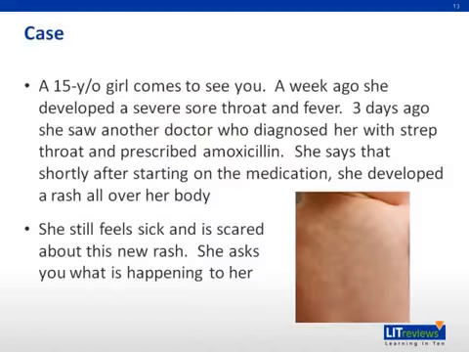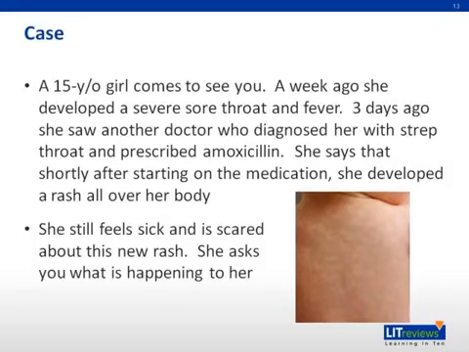We can return now to our case of the 15-year-old who came to you with the symptoms of sore throat and fever, as well as a rash that she developed when she was treated with amoxicillin. The story is pretty typical for mono. The sore throat and the fever are some of the earliest symptoms that you'll see. They can easily be confused with strep throat, and so they belong on the differential diagnosis together.